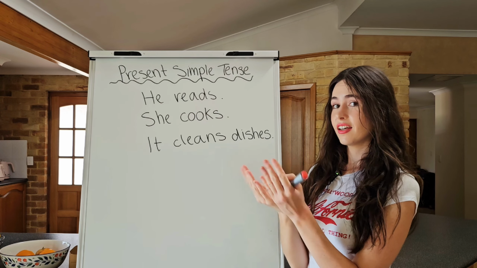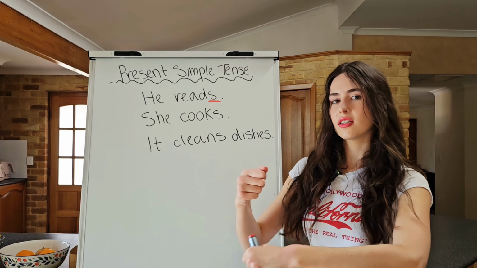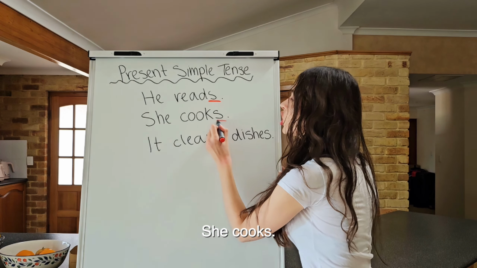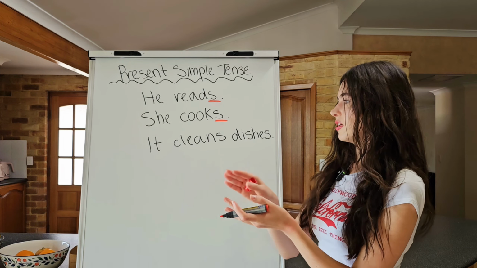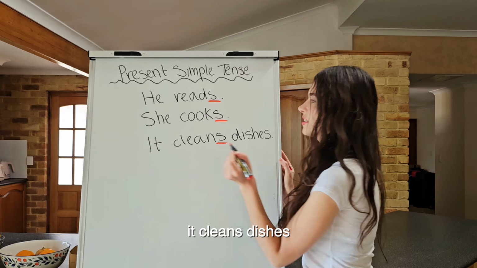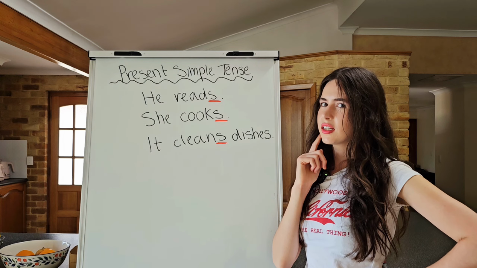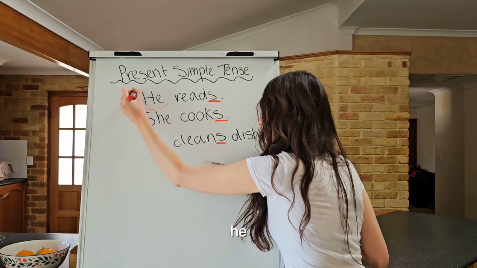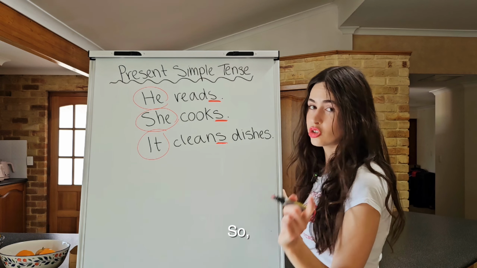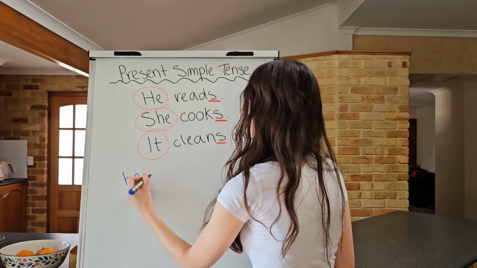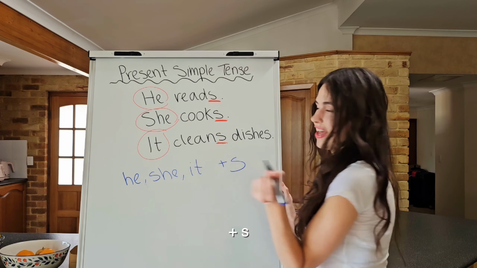He reads. She cooks. It cleans dishes. What are the subjects? He, she, it. So, he, she, it plus S.